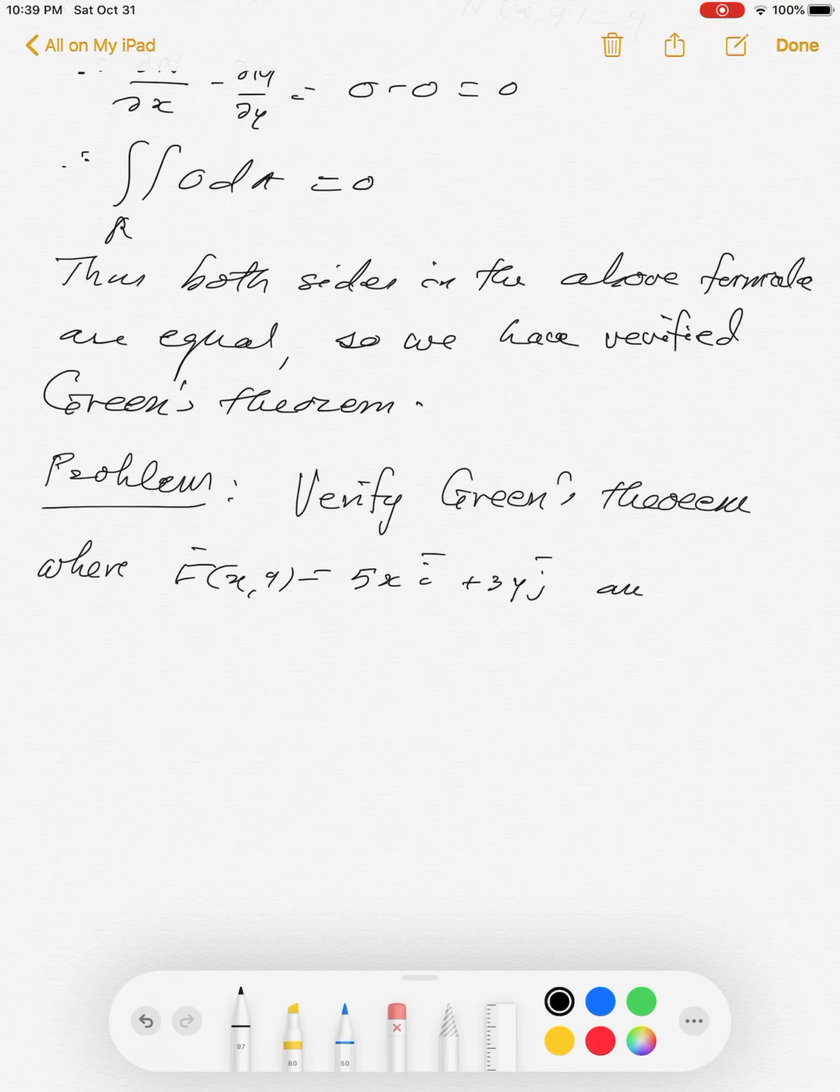Okay, 5x i bar plus 3y j bar. And R is described as follows, described in the graph, in the picture, in the sketch or figure. So here is a picture.